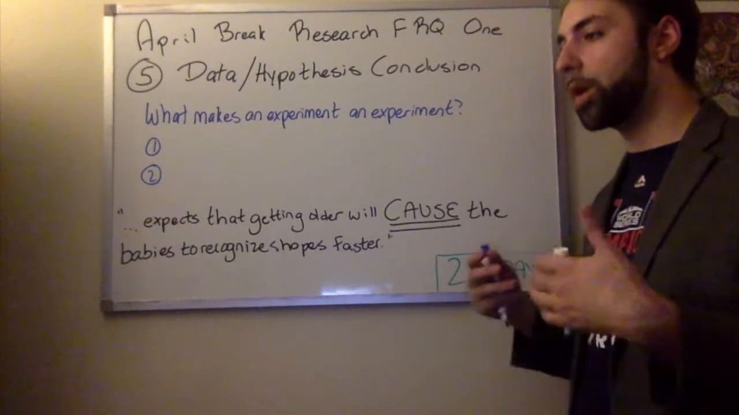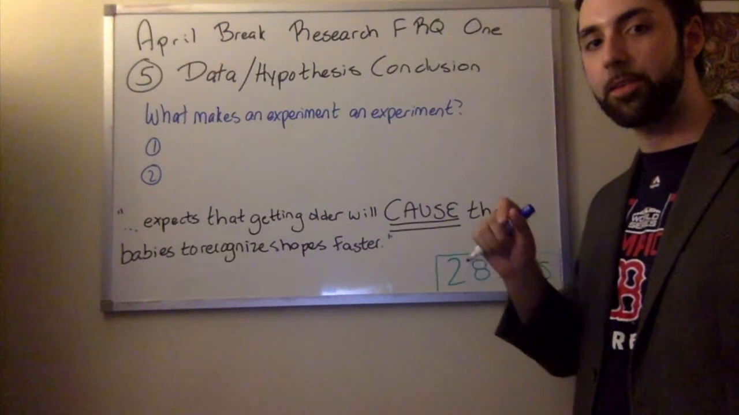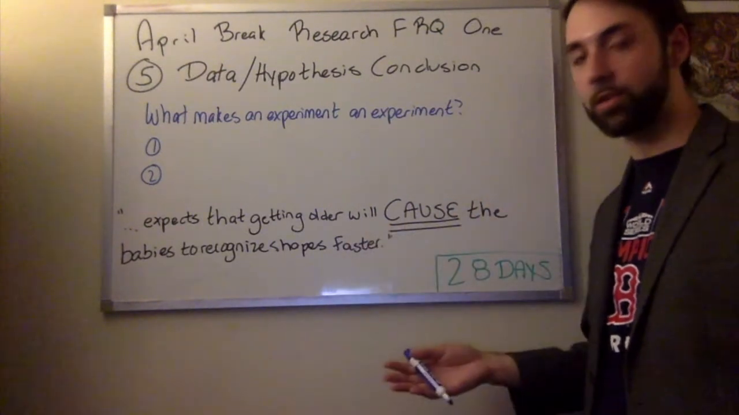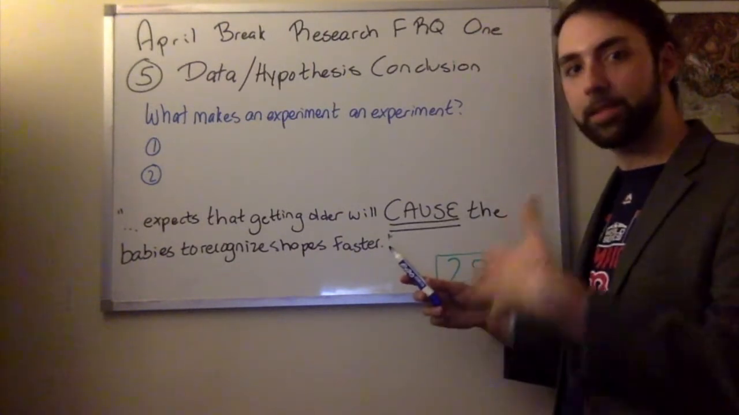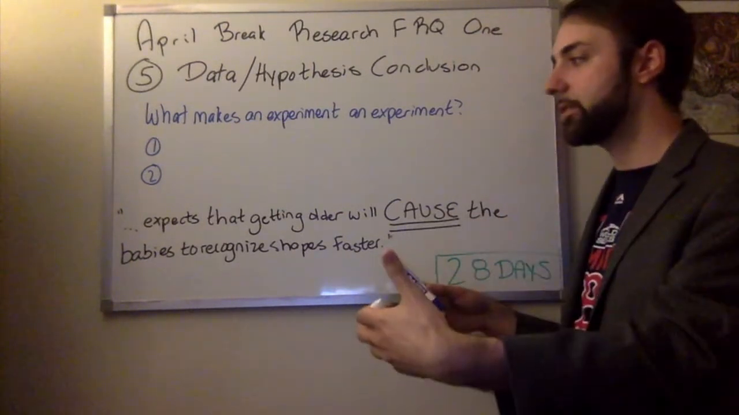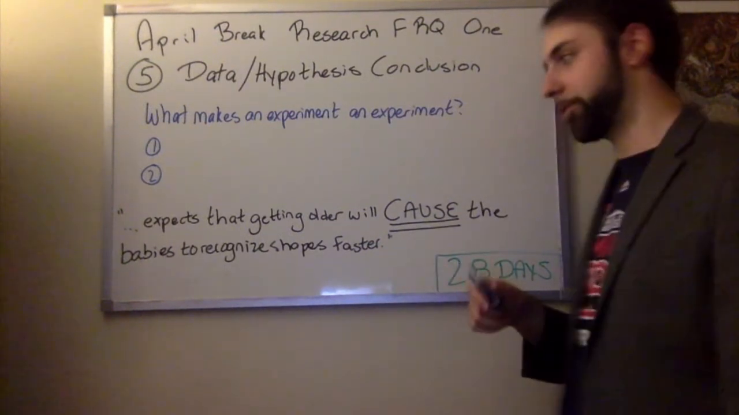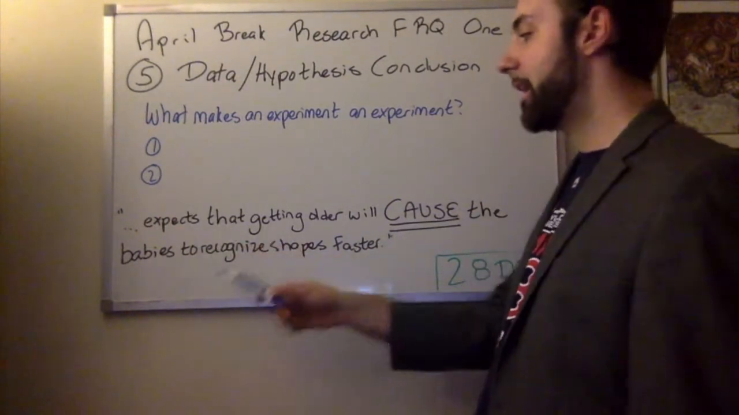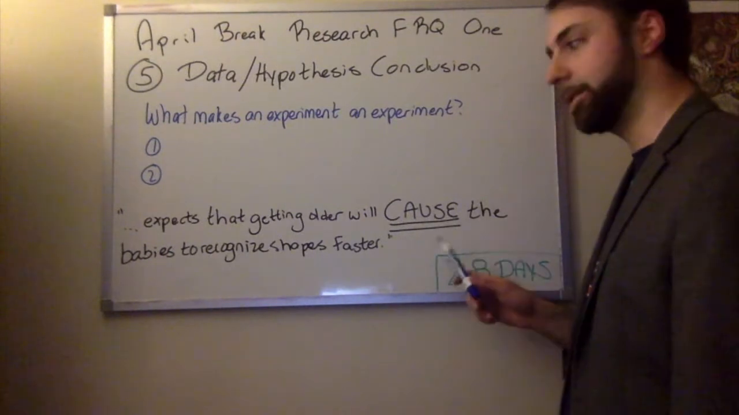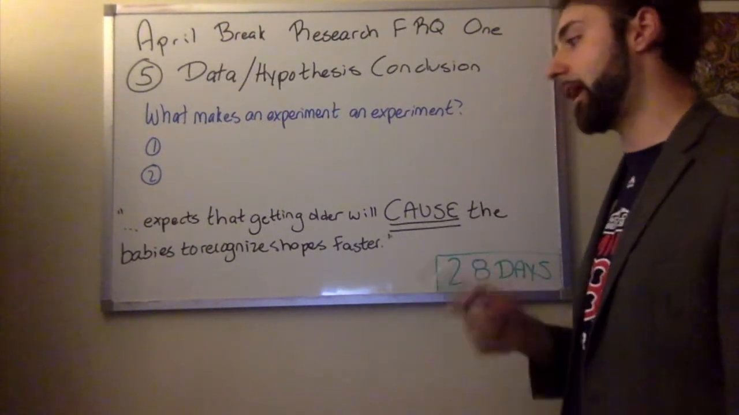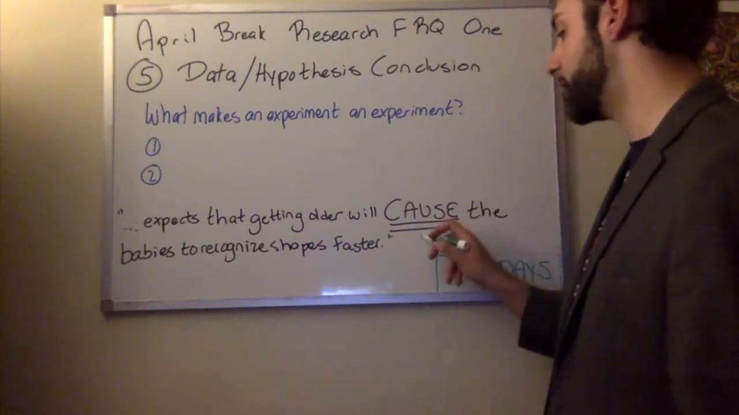The question asks, what conclusions can you draw from the data? And more specifically, does the data back up the hypothesis made by the researcher? I've pulled out here the quote. Although it's not presented as a hypothesis, it doesn't state this is the hypothesis, this sentence, or the fragment here in this sentence, is in fact the hypothesis made by the researcher. The researcher expects that getting older will cause, that's a really key part of this, will cause the babies to recognize shapes faster. So the researcher here is trying to establish a cause and effect relationship.